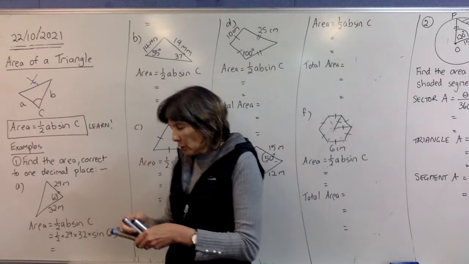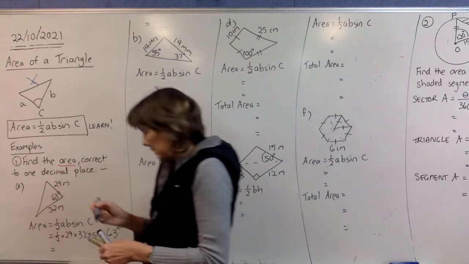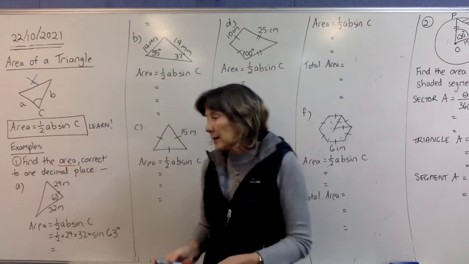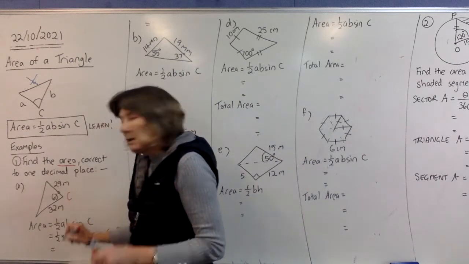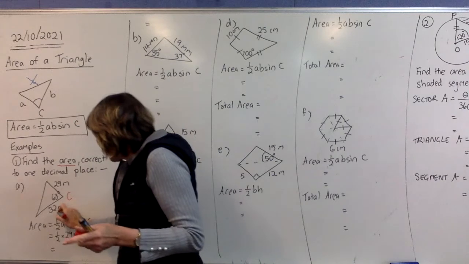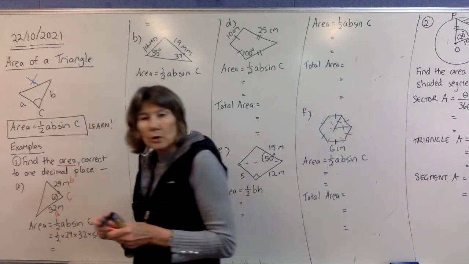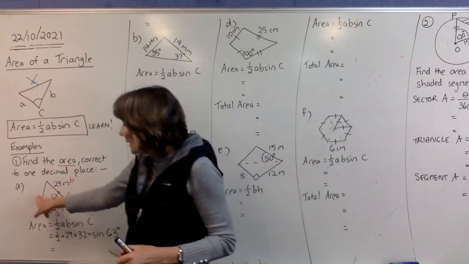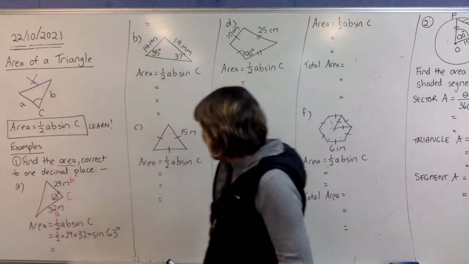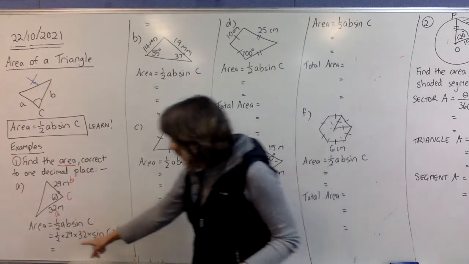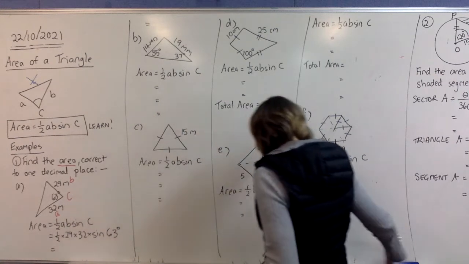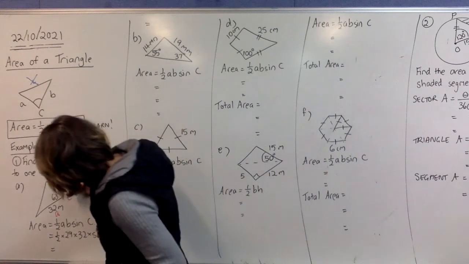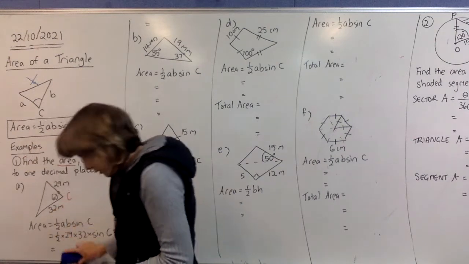So let's just try and find these areas. They're all to one decimal place. The first one's just a straight substitution. So our angle is C here, and our little a and little b are around it like that. Of course, you can imagine little c would be here, and we're not using that in the formula. So subbing in, we've got a half times, whoops, I've written them the wrong way around for the substitution, so I'll just swap them back around so I don't get too mixed up.